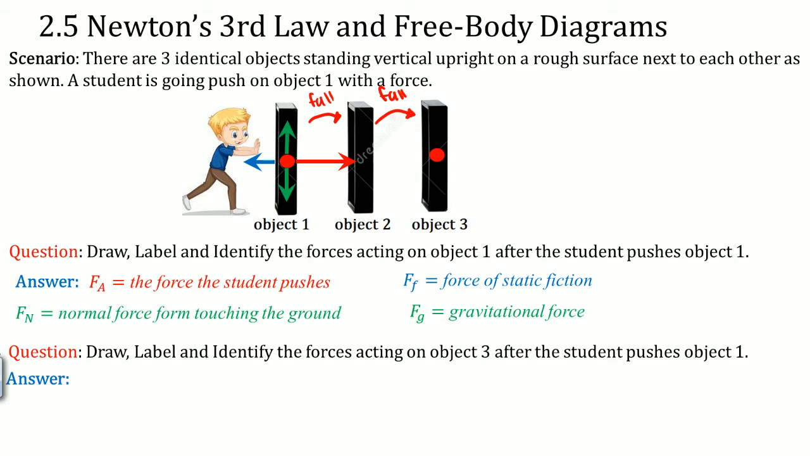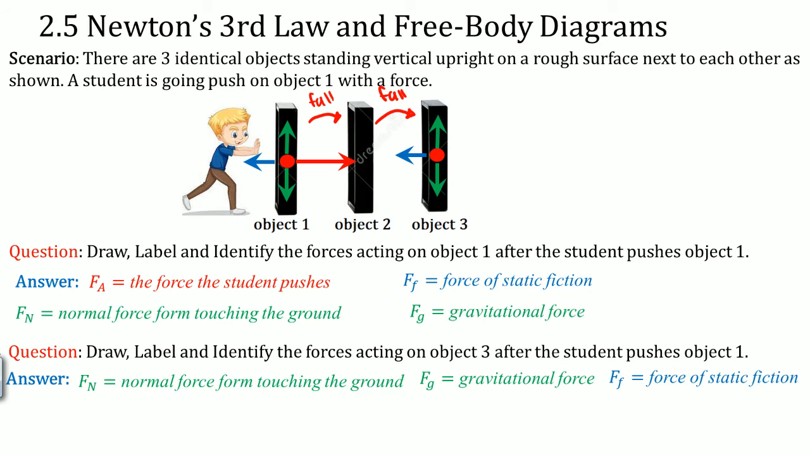The red dot represents the center of mass on object 3. Going down is the force of gravity. Going up is the force normal. That doesn't change. What does change is not the force of static friction. It's still to the left and it's small, but the one to the right.